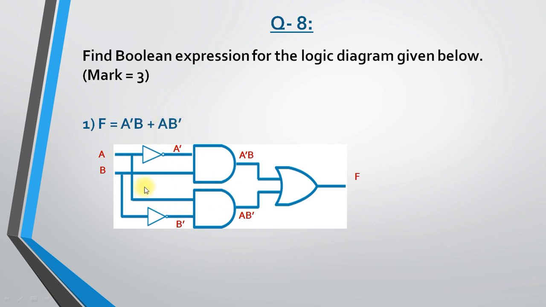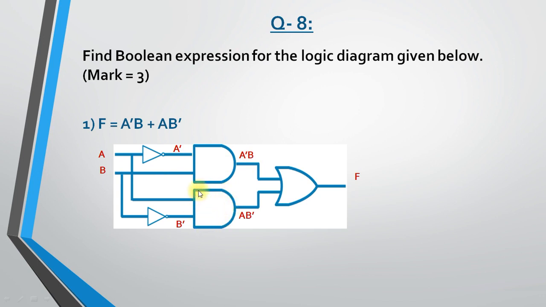Let me repeat this point once again. There are two input variables. One is called A, second is called B. With the variable A, they have placed a NOT gate which returns the inverted value of A, which can be represented by dash, so A dash. The value of B goes directly inside the AND gate. AND gate means multiplication sign. So after passing the values of A dash and B, I will get output A dash B.